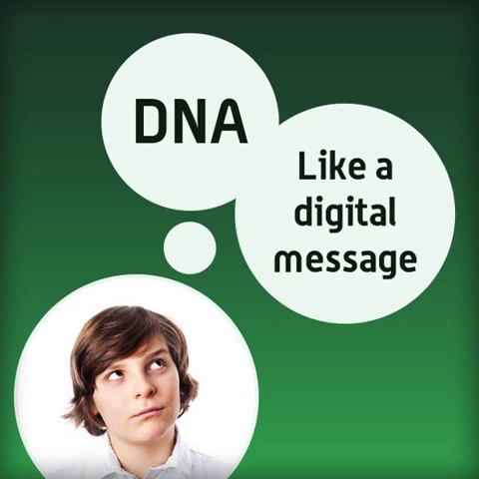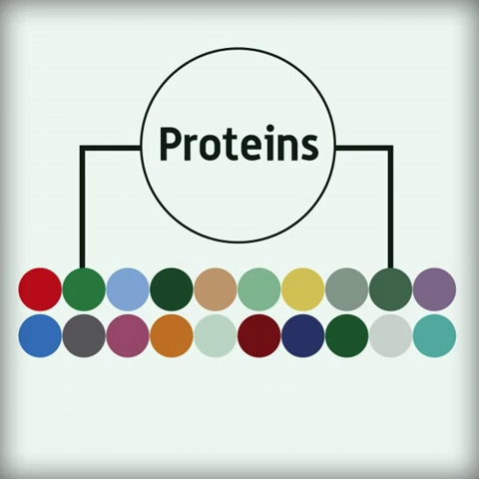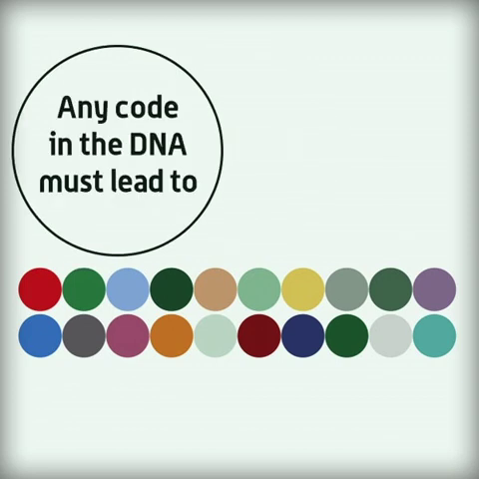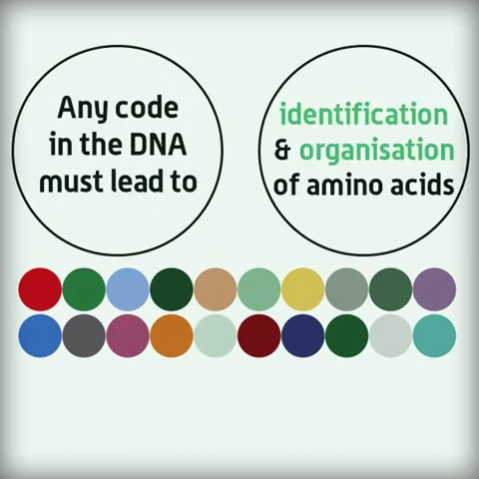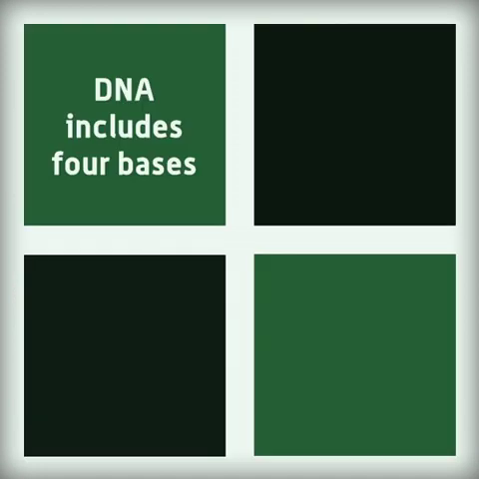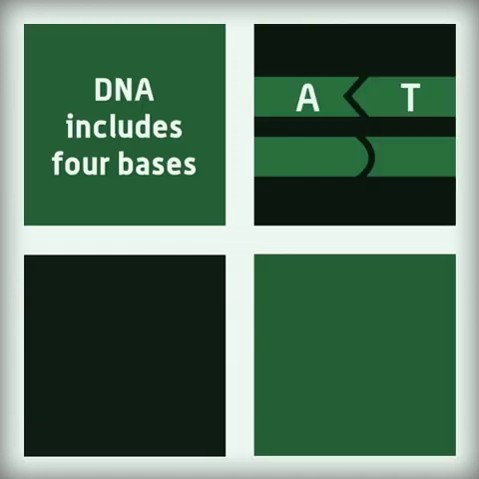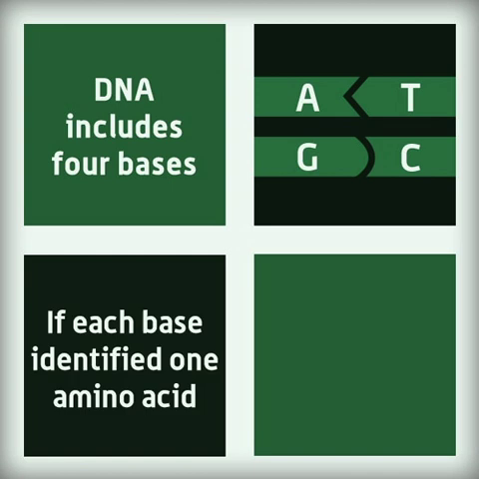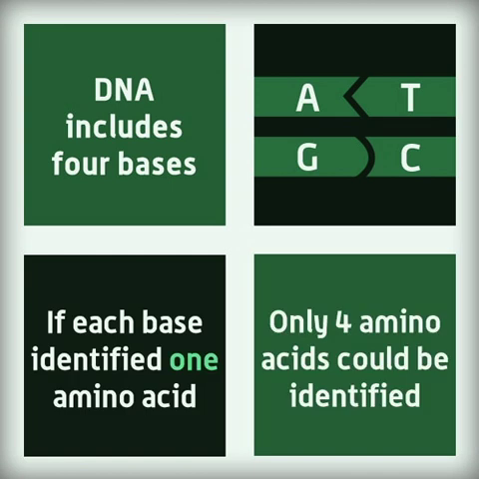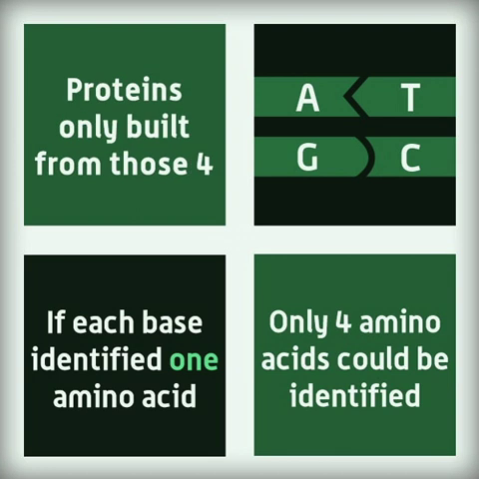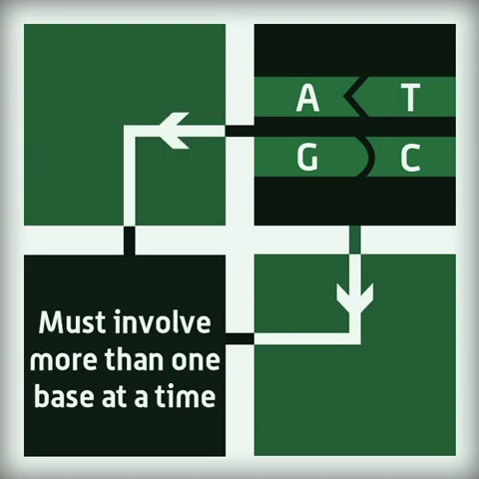In the real world, there are 20 naturally occurring amino acids that make proteins. So any code in the DNA must be able to lead to the identification and organisation of the 20 amino acids. DNA includes 4 bases, A, T, G and C. If each base identified one amino acid, only 4 amino acids could be identified, and proteins could only be built from those 4 amino acids. So the code has to involve more than one base at a time.